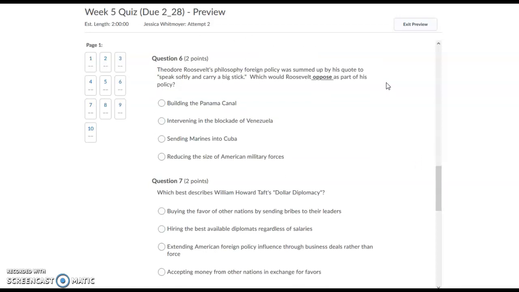Question 6. Theodore Roosevelt's foreign policy was summed up by his quote, "to speak softly and carry a big stick." Which would Roosevelt oppose as part of his policy? Building the Panama Canal, intervening in the blockade of Venezuela, sending Marines into Cuba, reducing the size of American military forces.